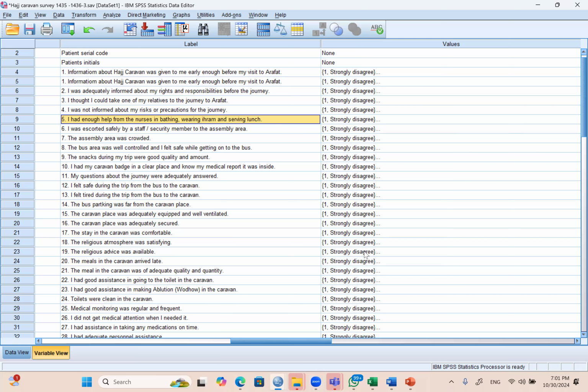The first 4 questions ask about different aspects of the information given. So if this information given to people going on this trip was given in a good way, what do you think about the relation of these questions to each other? Will they all move more or less in the same direction or in different directions? More or less in the same direction.